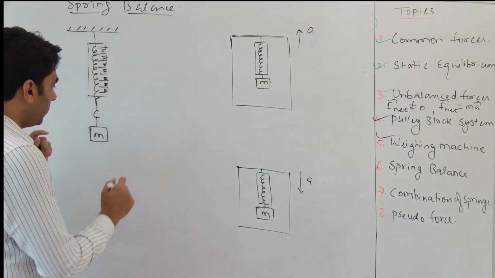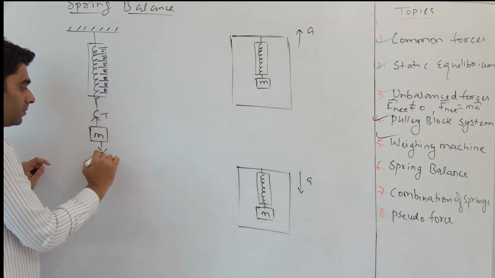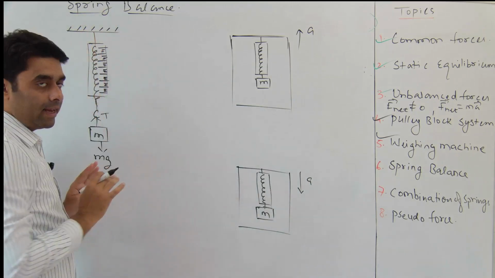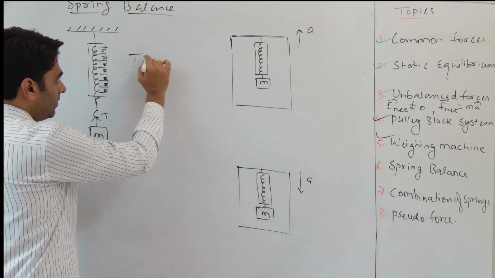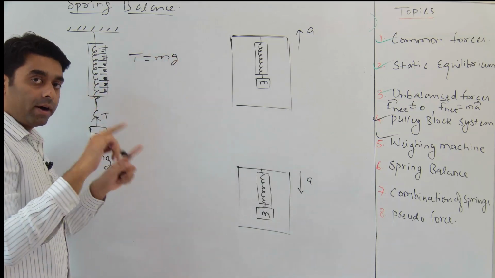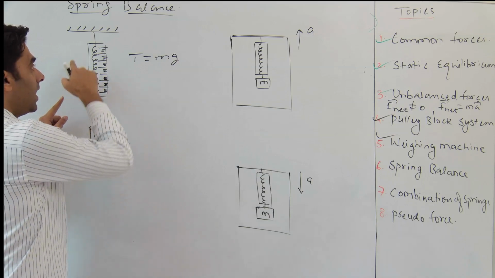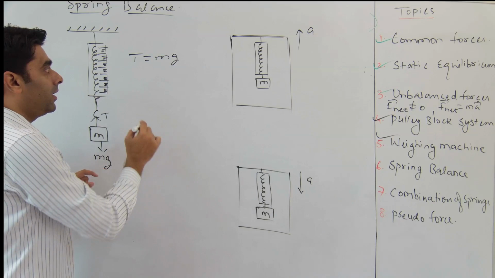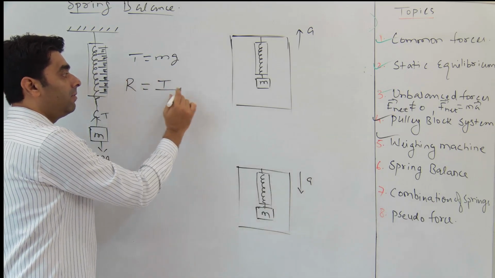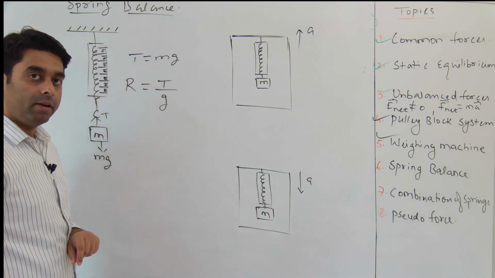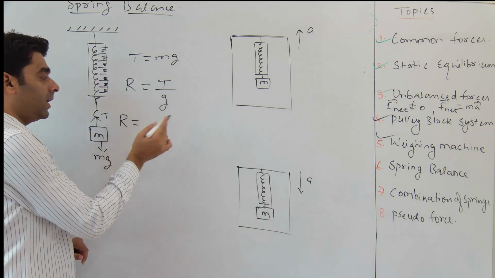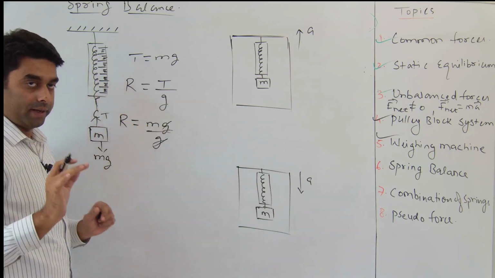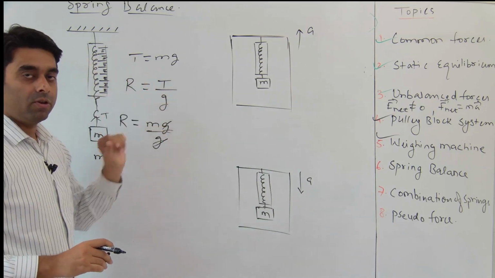Now over here, tension will be upward, mg will be downward. If this is a spring balance hung from a ceiling, what will we get? T will be equal to mg. But spring balances are calibrated to give us the reading by dividing it by g. So the reading will be mg by g, which is m. Fine. So this is the basic of your spring balance.